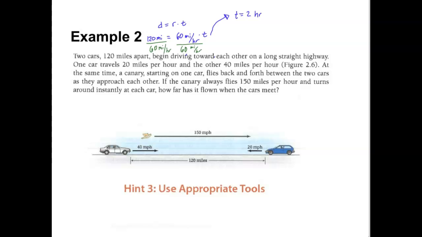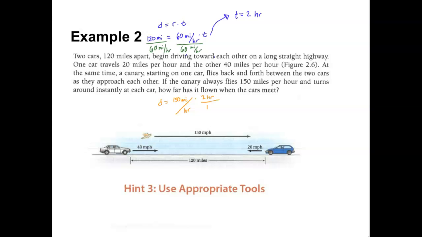All right, so then for the canary, since the canary is going back and forth and it's turning around instantaneously, and I know how fast the canary is flying, right? The canary flies at a rate of 150 miles per hour, but it's going to take two hours for the cars to meet each other, meaning the canary is going to be going back and forth for 2 hours total. So I'll just multiply this by times 2 hours, right?